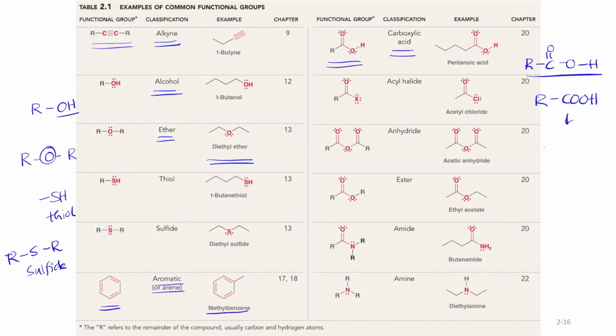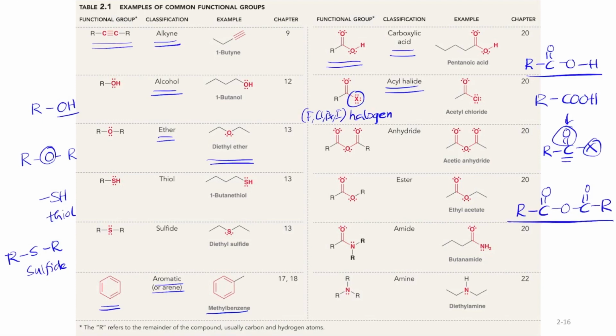Next, if you have R, C double bond O and X, where X represents a halogen, remember halogens are basically fluorine, chlorine, bromine and iodine, then we call that an acyl halide. Remember that acyl comes only when you have an X that is bonded to a carbon which also has a double bonded oxygen. Next, if you have R, C double bond O, bond O, bond C double bond O, bond R, this is an example of an anhydride. Next, if you have R, C double bond O, O, R dash, this is an example of an ester.